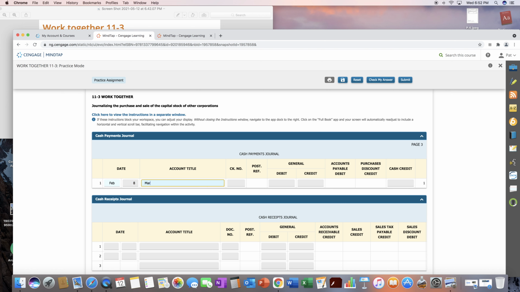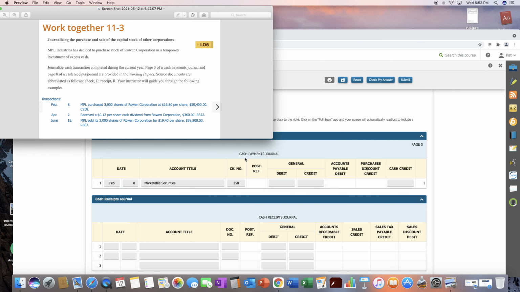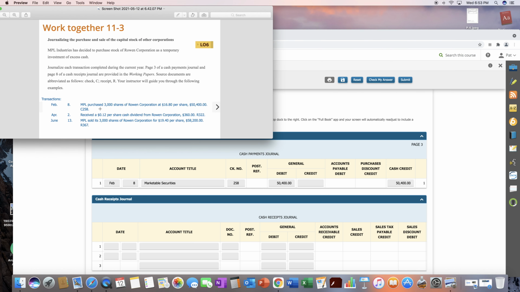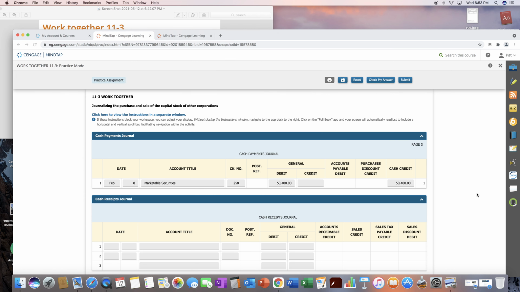February 8th, we are purchasing with our extra money that we're not using. We said check 258. Marketable securities is going to be debited for the amount, which we decided was $50,400. And we wrote a check for that, and now we own $50,400 worth of stock of Rowan Corporation.